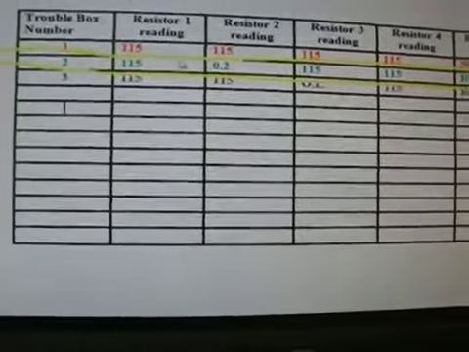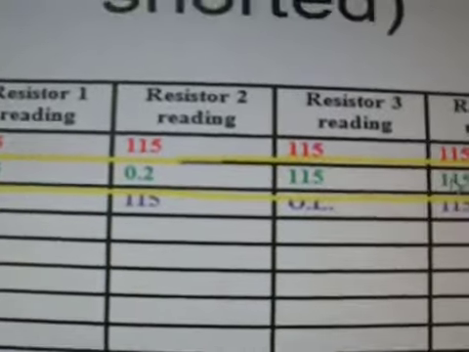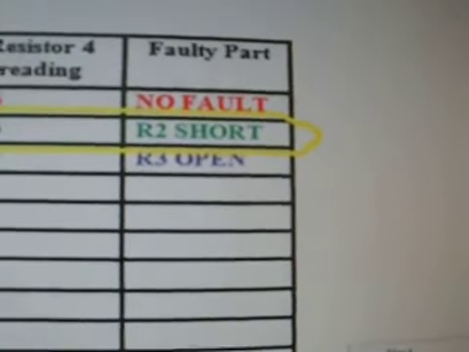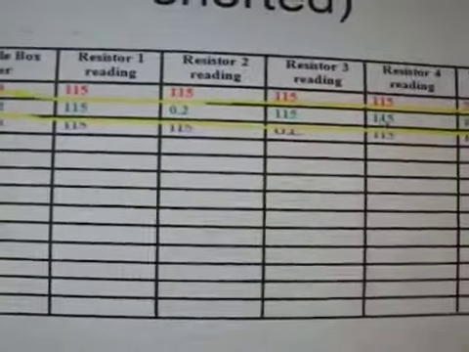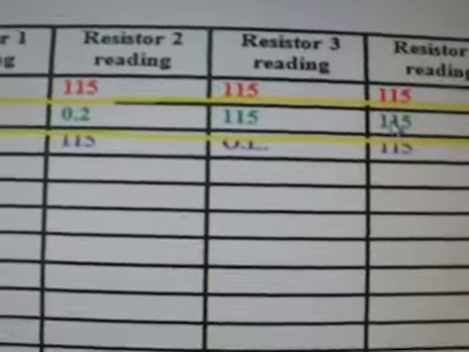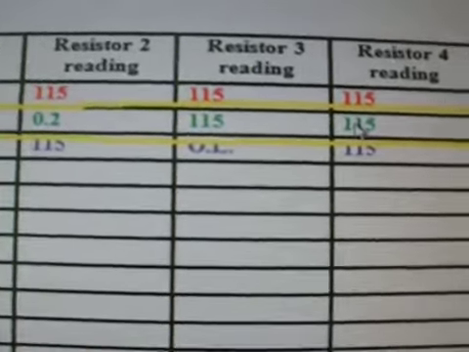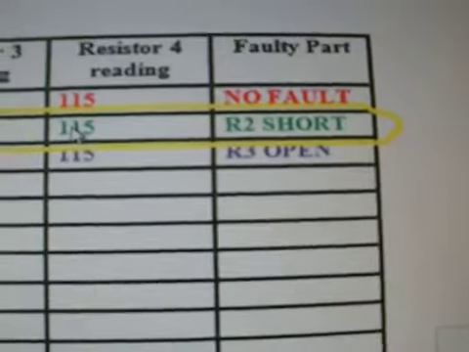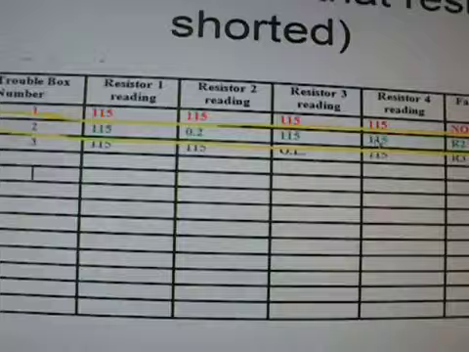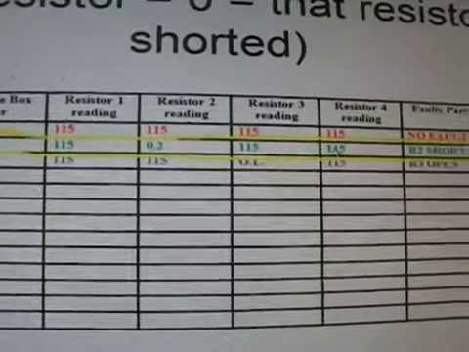The second one here, you had 3 readings of 115 and 1 that was close to 0. Well, on that one that was close to 0, that resistor was shorted. This third example here, you got 3 readings of 115 and 1 that says OL, which stands for open line. It could also be in millions of ohms. In the case of that one, R3 is open. On the particular box I did, I had 2 of them reading in millions of ohms. So 2 of those resistors are simulated open.